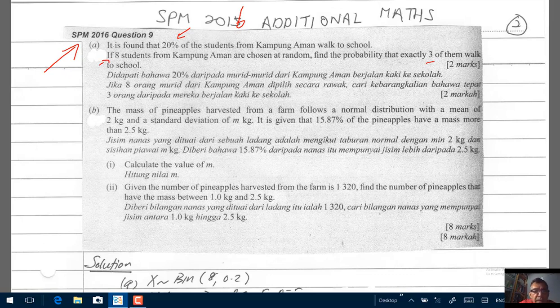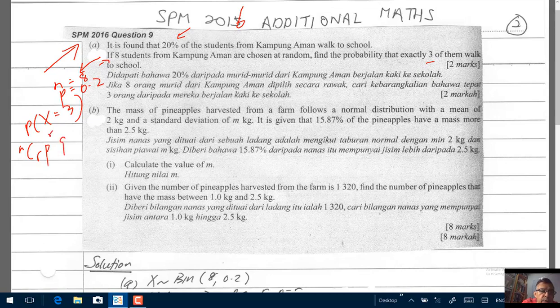So when you read this question, what should immediately jump out at you is the fact that we are dealing with a binomial distribution problem. We are given the number of students is 8, and we are looking at walking to school as a success. So p will be equal to 0.2. That's given to you, and we are asked to find the probability that exactly 3, so 3 successes, so we are asked to find x equals 3. So we'll use the formula nCr p^r q^(n-r) to work the problem.